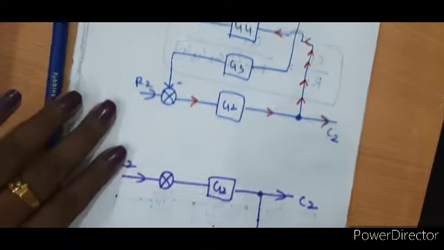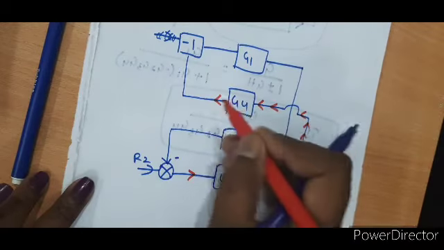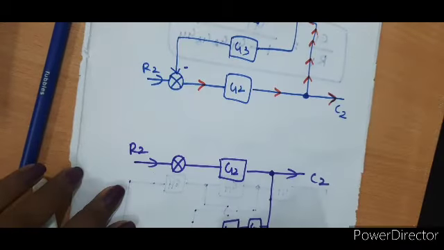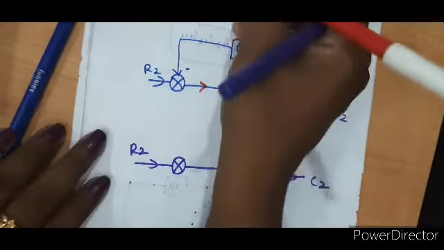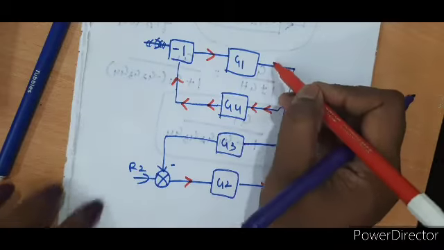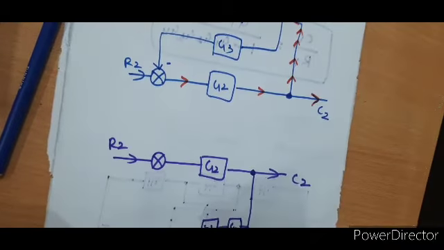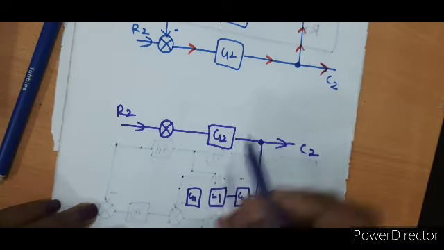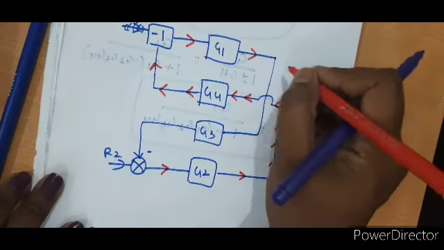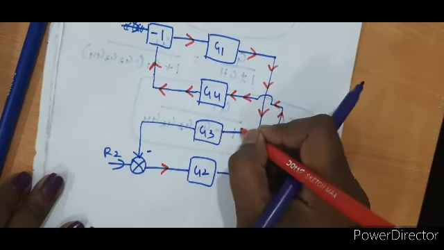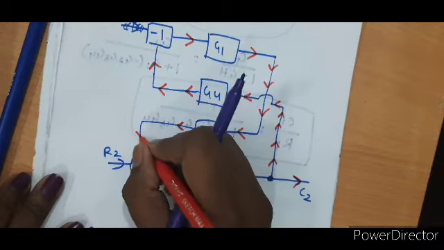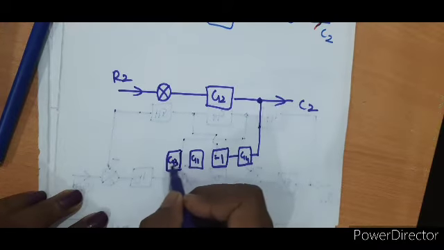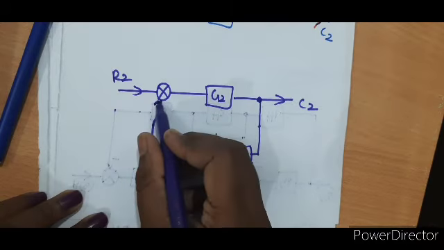Next, again start your travel. From G4, if I move, I will get a minus block of G1. From minus 1, after that I have G1. Then from G1 again you have to track the path. It is going to G3, and that G3 should meet at the next summing point. I have a block of G3 here, and that G3 should come and meet here.